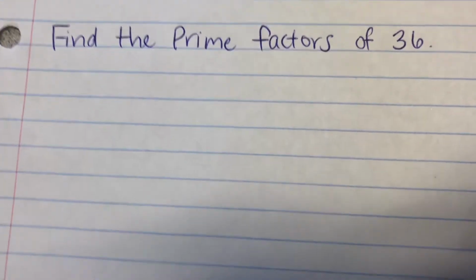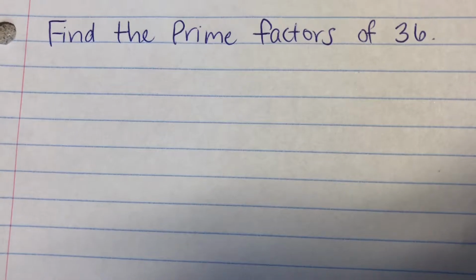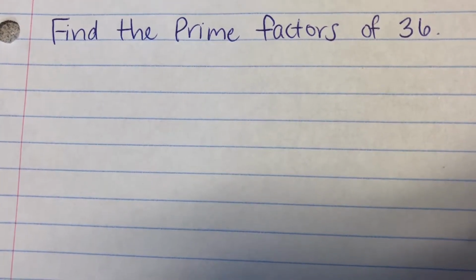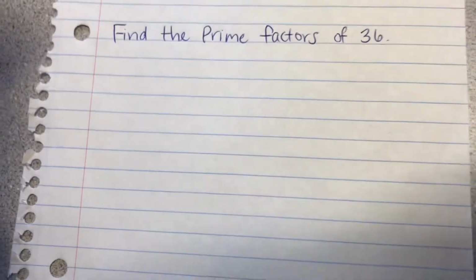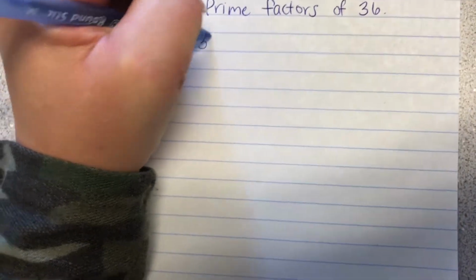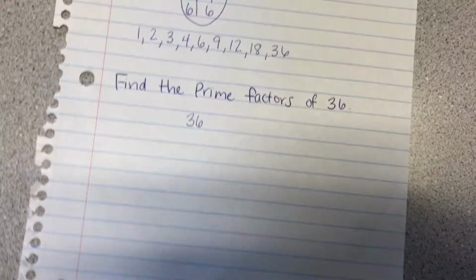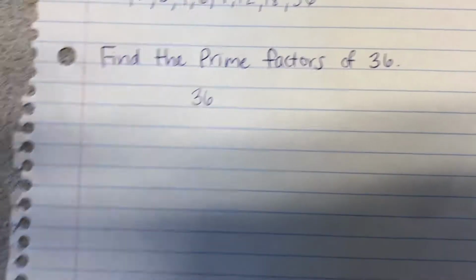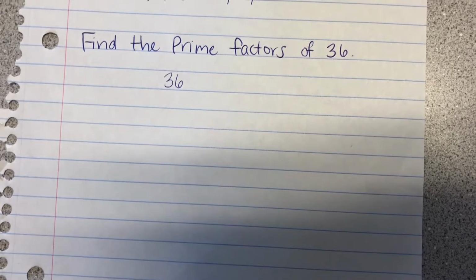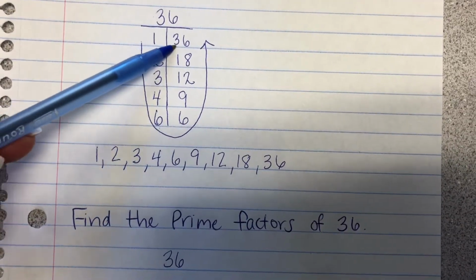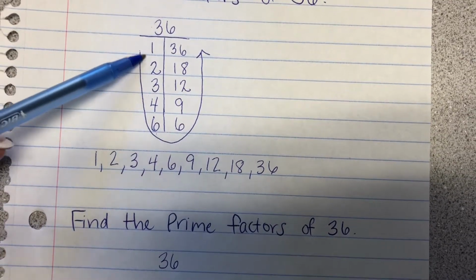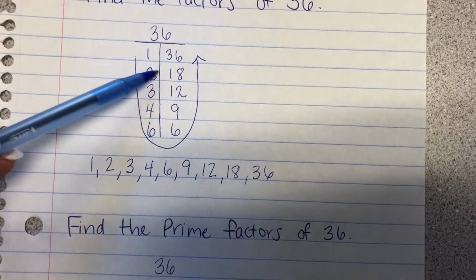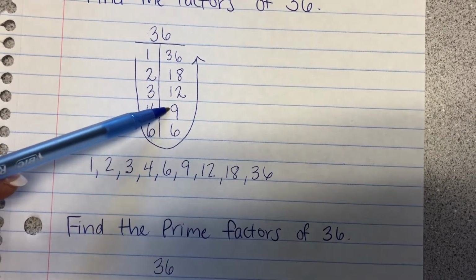Now let's talk about prime factors. We know that a prime factor is a number that only is divisible by 1 and itself. So to find the prime factors of the number 36, what we're going to do is create a factor tree, a prime factor tree. So we can start our prime factor tree with any of these choices of factors, except we don't ever want to use 1, okay?